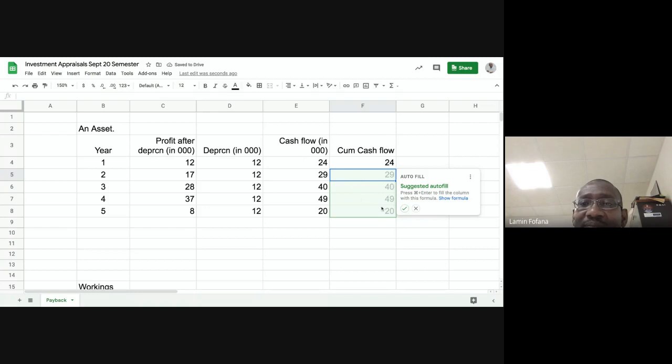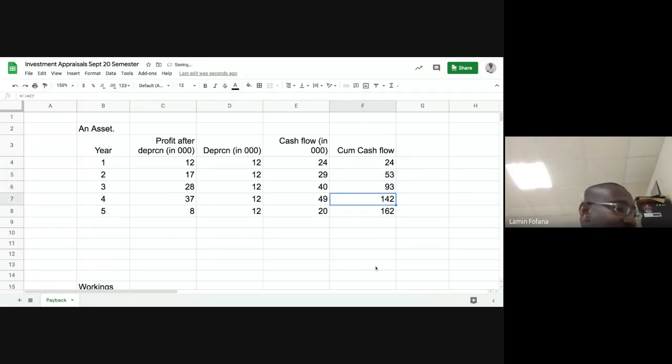Okay. You see, it has predicted. Okay. But this prediction is not right. So what we're going to do is we're going to take the previous year, we add it to the current year. Okay, so we replicate. Can you see? So you should get 24, 53, 93, 142, and 162. Can you see?